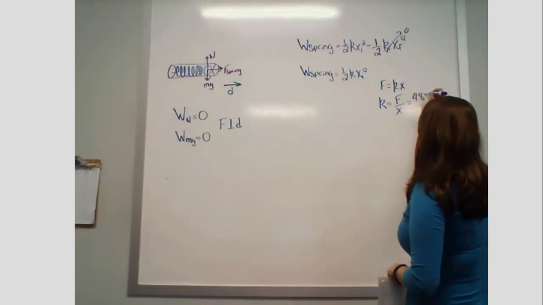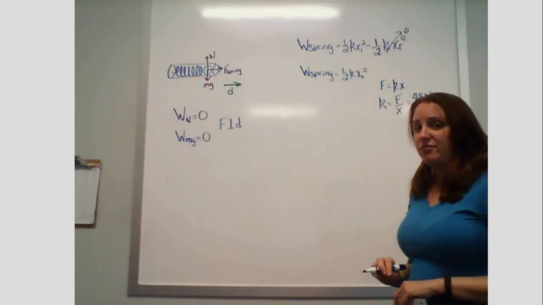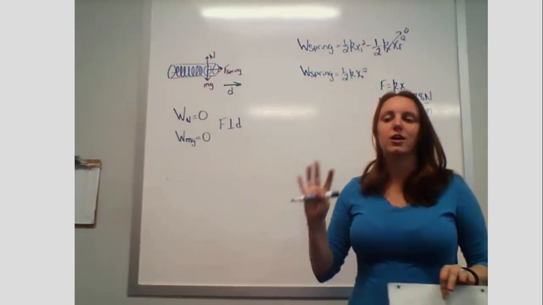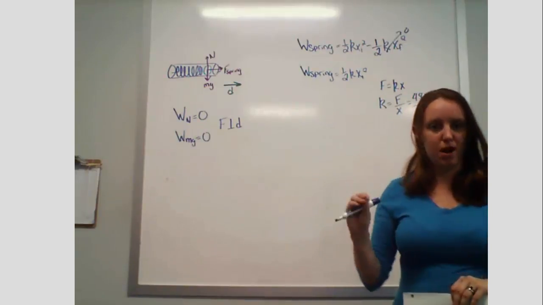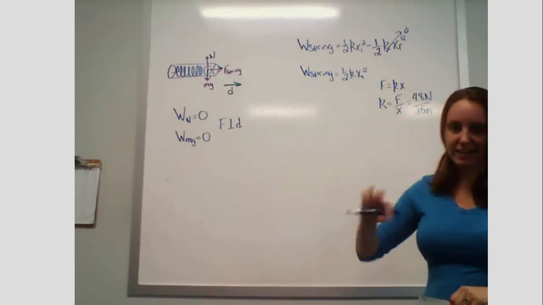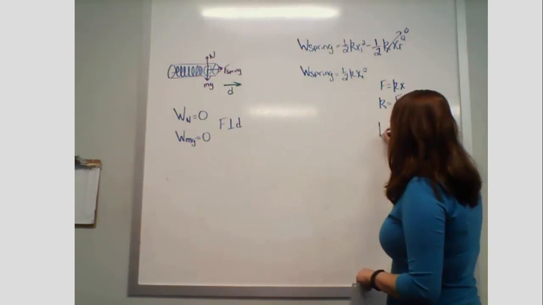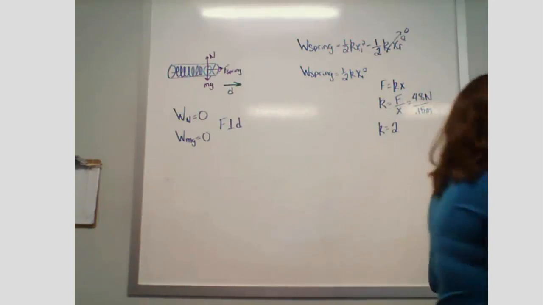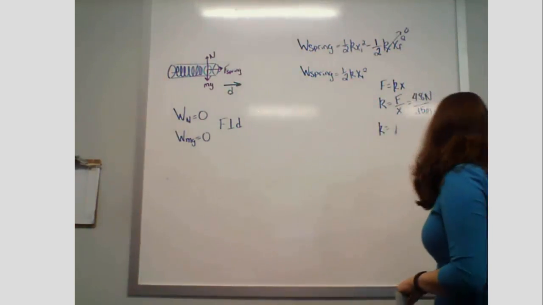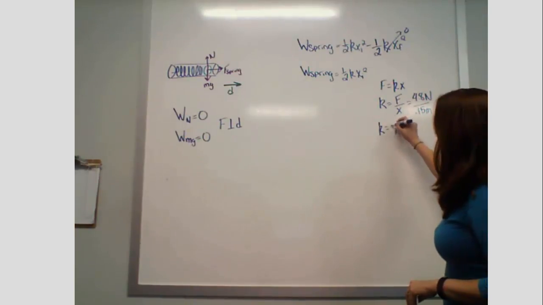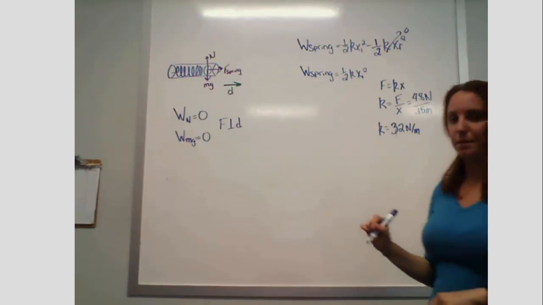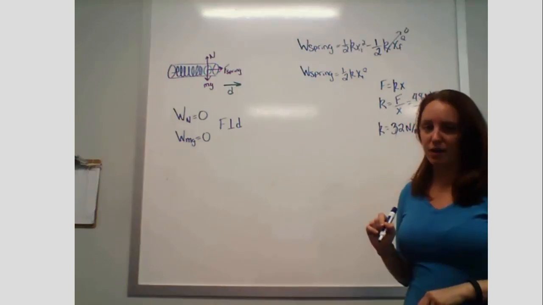Our 4.8 newtons divided by our 0.15 meters. Please notice that I've gone ahead and switched from centimeters to meters. You do want everything in your base regular SI units: meters, kilograms, newtons, seconds, that kind of thing. As a result, we get that k is 32 newtons per meter. That is the acceptable unit for our spring constant.